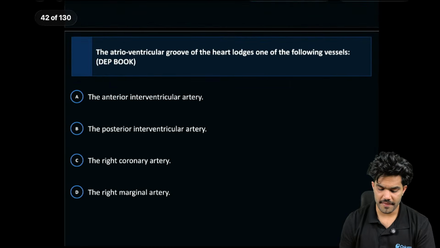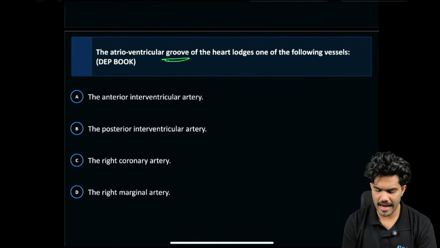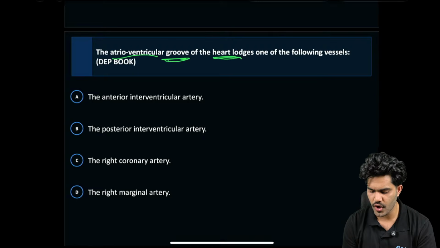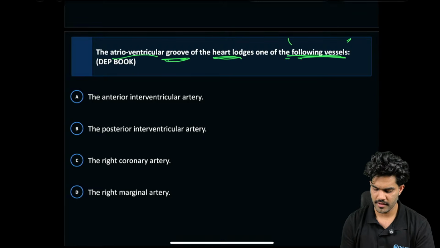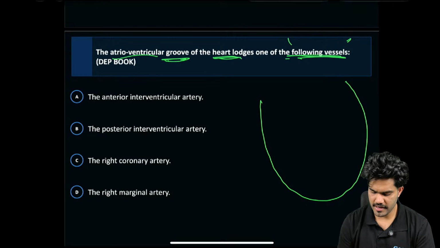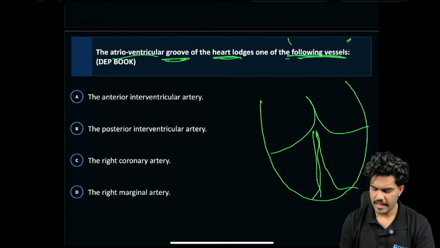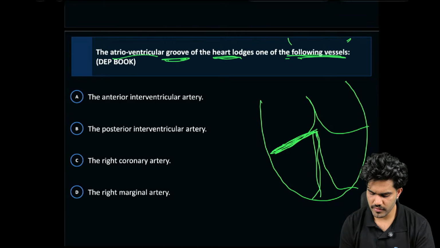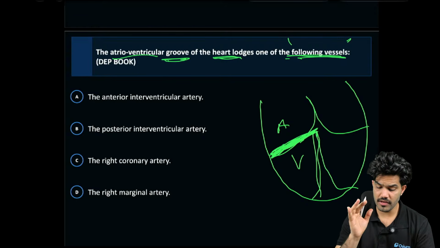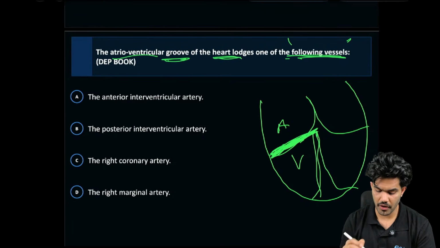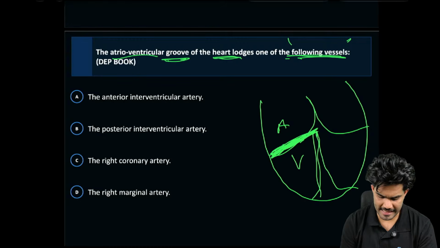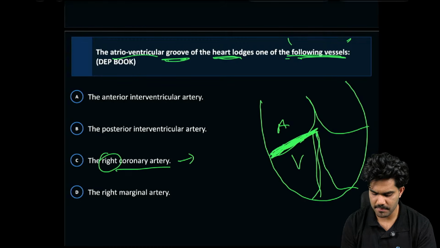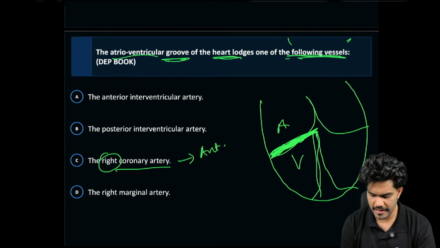Now the next question. The atrioventricular groove of the heart lodges the following vessels. See, this is the heart again. They are talking about this groove, the atrioventricular groove. We know this from the course of the coronary arteries. See, the right coronary artery is passing through the anterior part of the coronary sulcus.